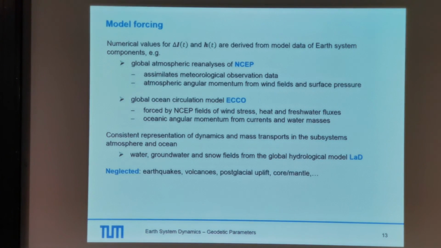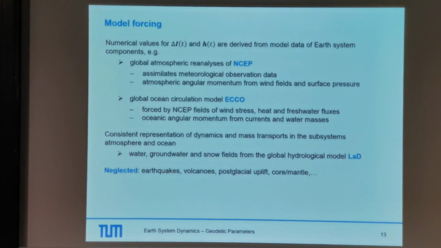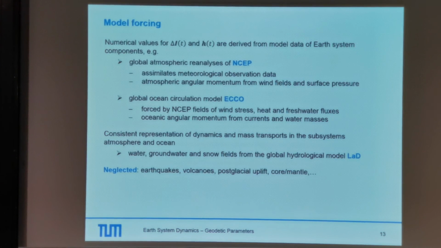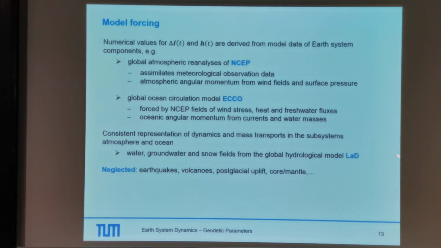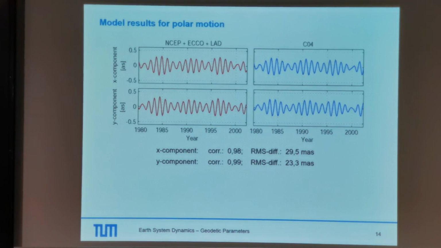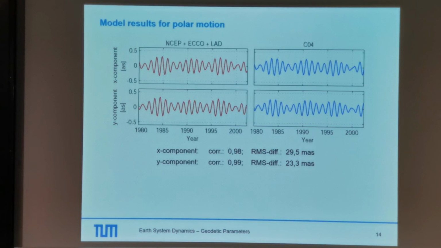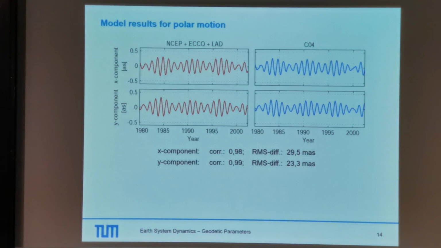And neglected in our example are now earthquakes, volcanoes, post-glacial uplift, or core-mantle effects, and so on and so on. So we take these three subcomponents of the complex Earth system, and look what we get. On the left-hand side, we have the X and Y components of the polar motion derived from the information of these three different subcomponents.